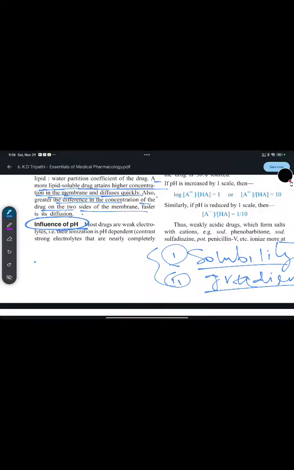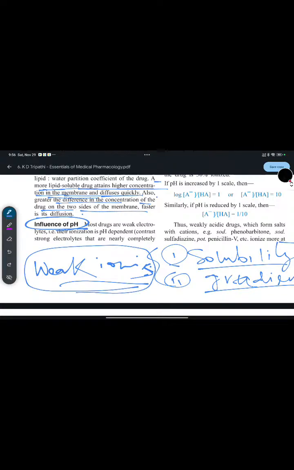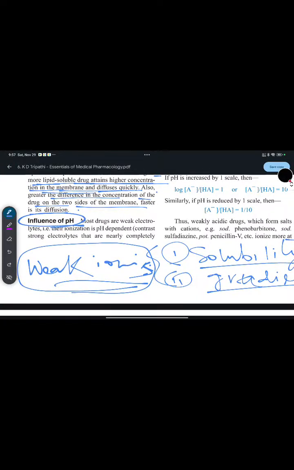almost all of the drugs are weakly ionized. They are weakly ionized, and they will be either weak acid or weak base. There is a very important reason behind that. We will know this today, and that's why pH is very, very important. Most drugs are either weakly acidic or weakly basic. You will never see a strongly acidic or strongly basic drug.